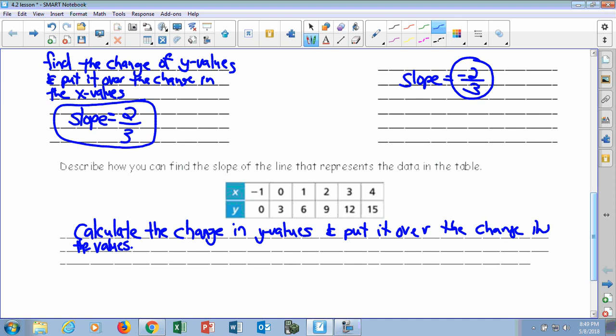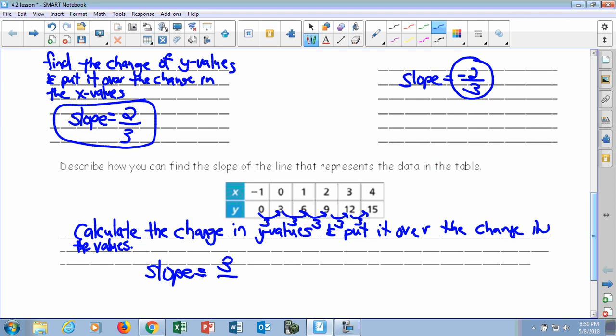So, if I go from 0 to 3, what's that change? 3, right? And then from 3 to 6 is 3. From 6 to 9, 3. 9 to 12, 3. So this is 3 all the way across, right? We call that a constant rate of change. It's constantly changing at the same rate. So again, we put that over. It's going upwards, right? So it's a positive 3.